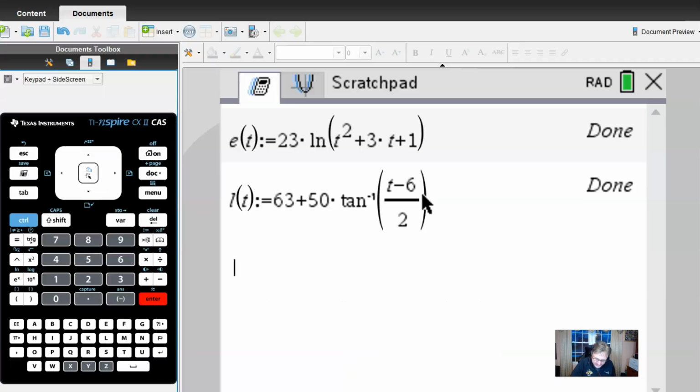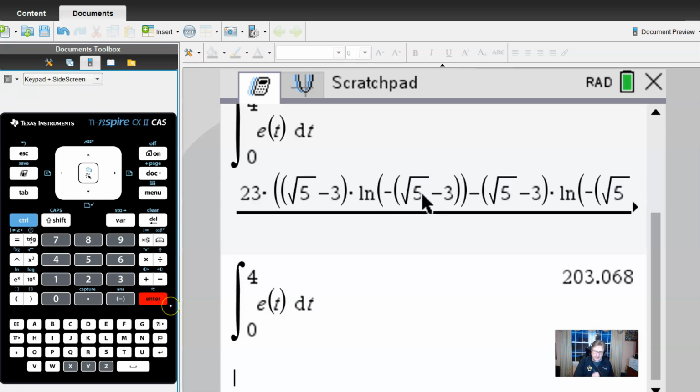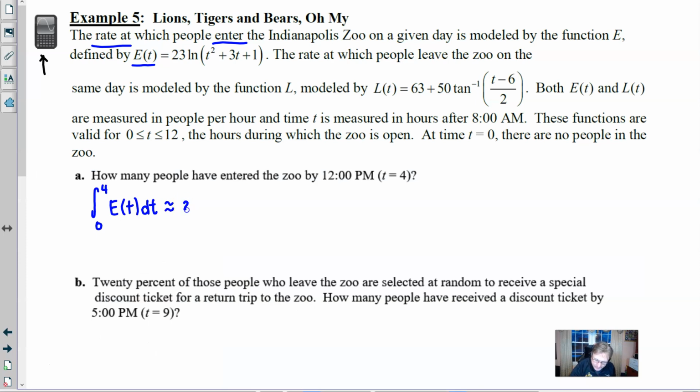So let's return to our calculator, and we'll use either our Math 9 setting from the TI-84 or Shift plus. Throw in 0 to 4 as your boundaries, and then you just throw in that E of t with respect to t, and it's going to give you an exact answer that you can hit Control Enter to convert to your approximated answer. And so we're getting 203.068 as our result.